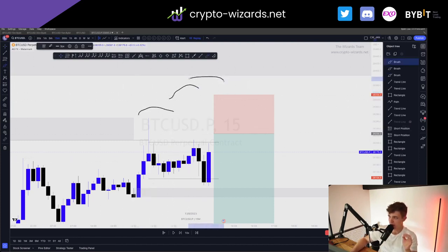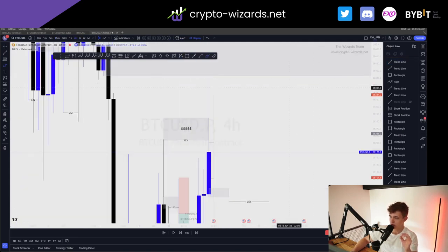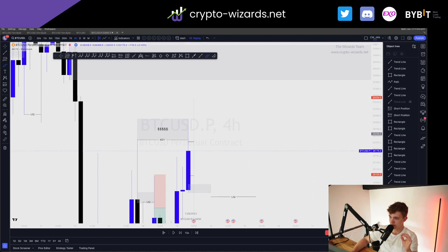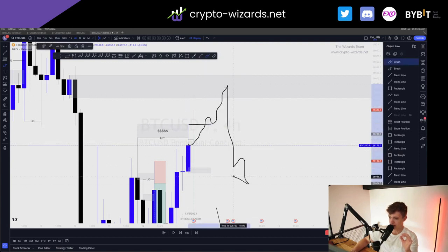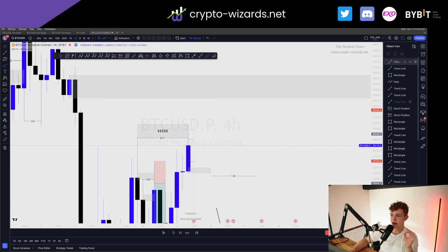liquidity above here. And also, if we go to the 4-hour chart, we have a very important 4-hour supply zone that wasn't tapped, right here. This zone is still untapped. We may go for liquidity above here, do something like this, and then get a move to the downside. This was kind of my plan.